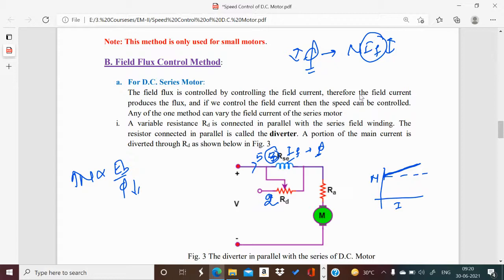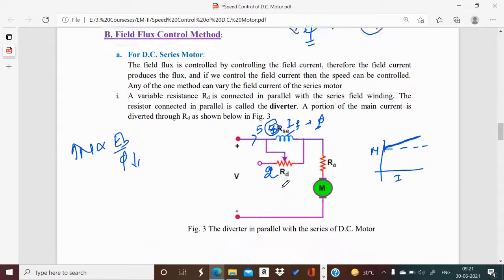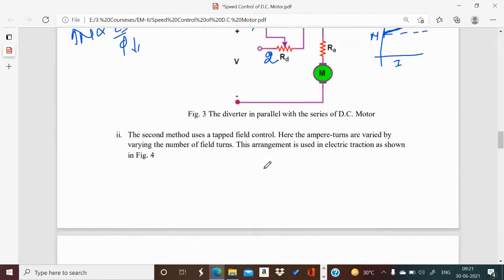Are you getting my point? Yes, sir. That means it depends upon this variable resistance.